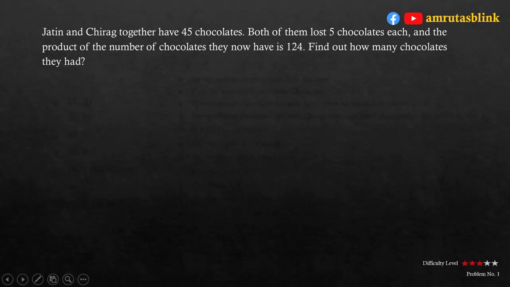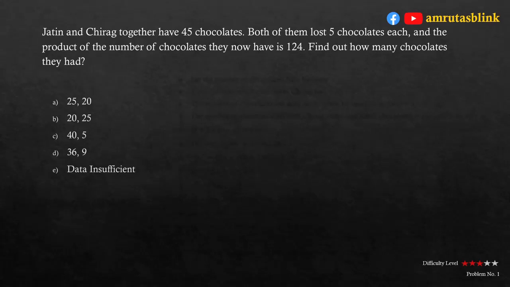Problem number 1. Jatin and Chirag together have 45 chocolates. Both of them lost 5 chocolates each, and the product of the number of chocolates they now have is 124. Find out how many chocolates they had. The options are 25, 20; 20, 25; 45; 36 and 9; and data insufficient.